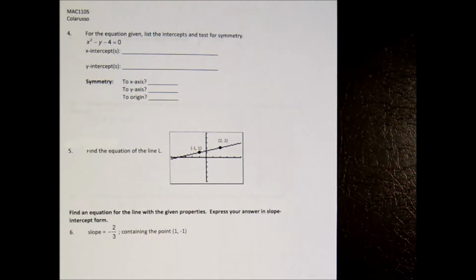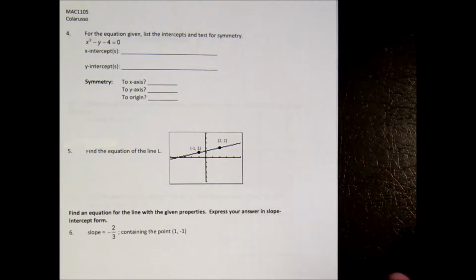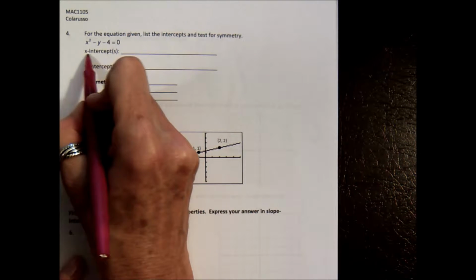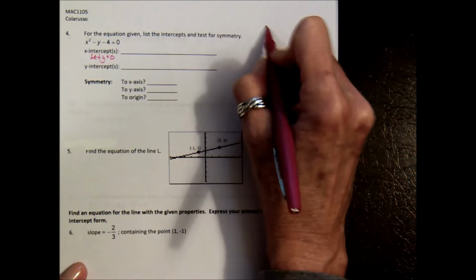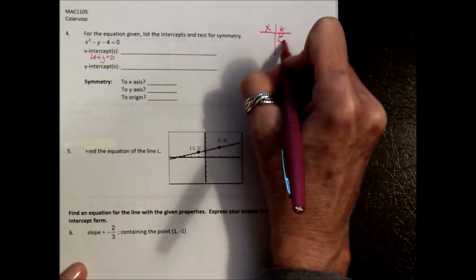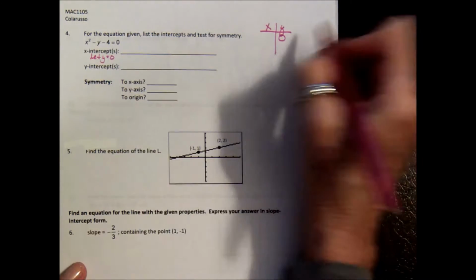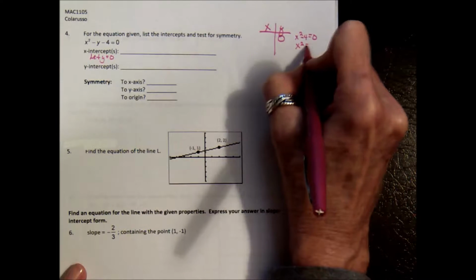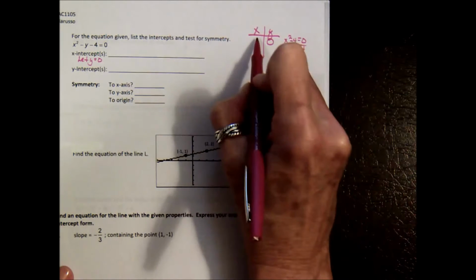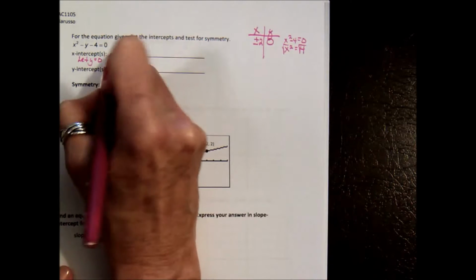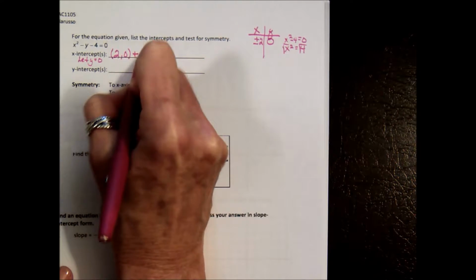All right, on the next page, it says number 4. For the equation given, list the intercepts and test for symmetry. All right, so first off, to find an x-intercept, remember, we let y equal 0. So in that case, what I'm going to do is in an xy table, I'm going to let y be 0. That would give me x squared minus 4 equals 0 because this y becomes a 0. Or x squared equals 4 if you add the 4 to both sides. Now we're going to take the square root, and that's going to give me plus or minus 2. You want both. So it's 2, 0 and negative 2, 0.